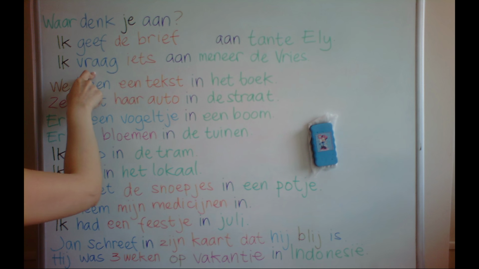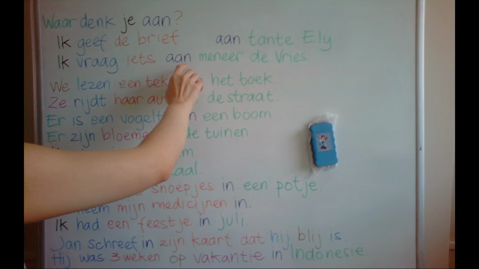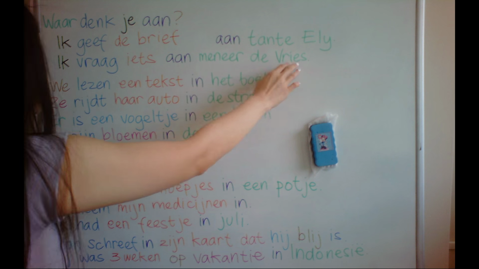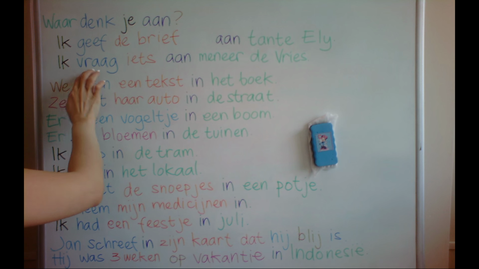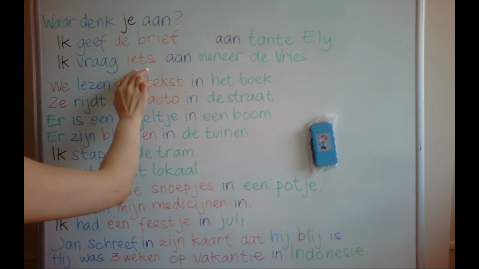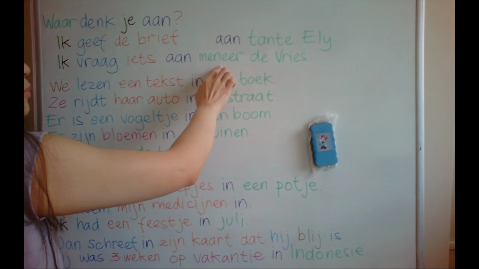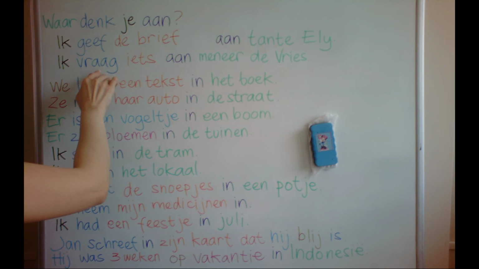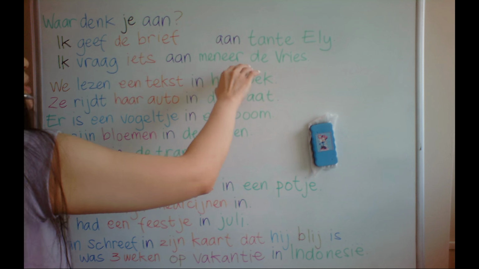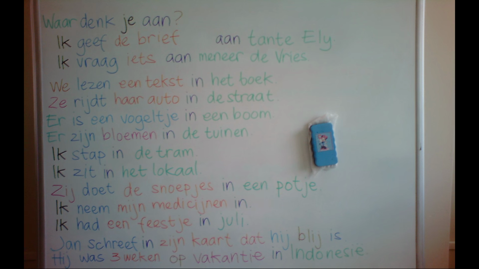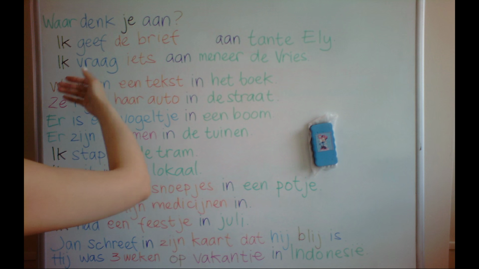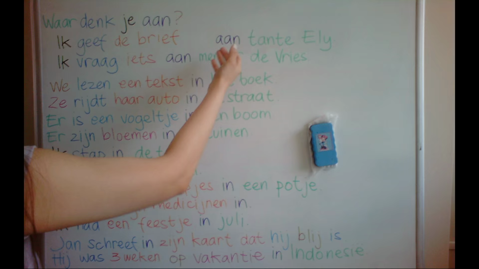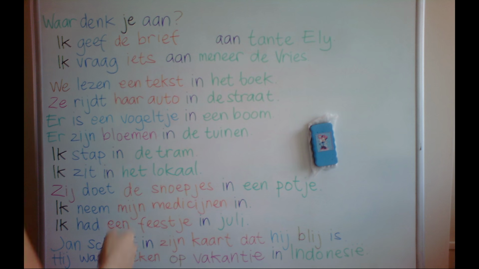Ik vraag iets aan meneer de Vries. I ask something to Mr. de Vries. So, aan can be about, can be to.